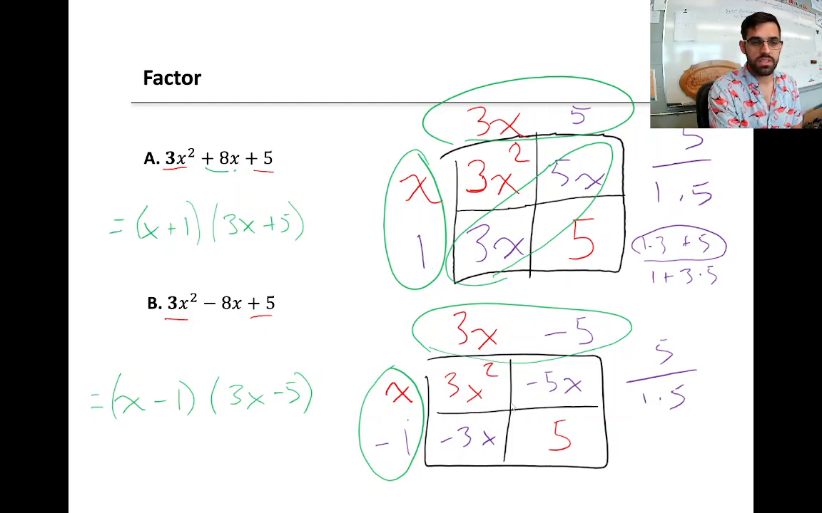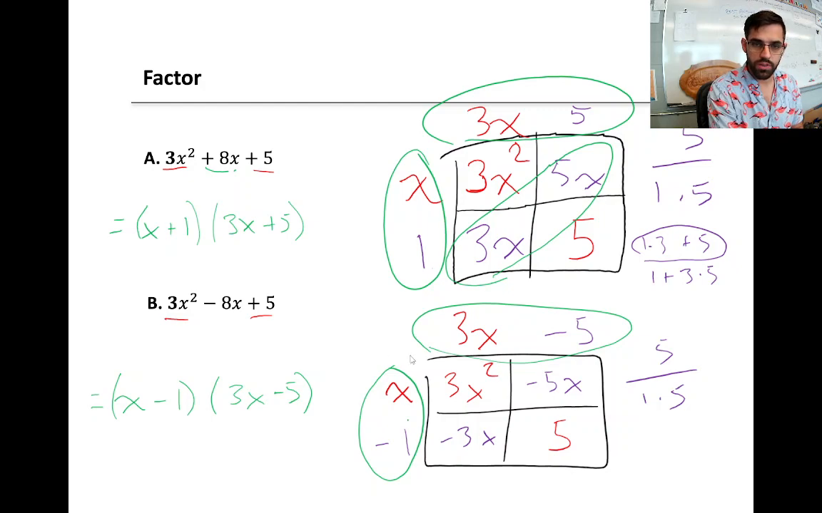Now, when we're solving these things, remember the clue is if you're dealing with plus plus, as in the middle term is plus and the last term is plus, we're dealing with both positive factors. So x plus something, x plus something. If we have a minus plus, that means we're multiplying two negatives to get a positive 5, and a negative minus a negative is going to be negative 8. So we're doing x minus, x minus. If the second term is a minus, that means one's positive, one's negative.